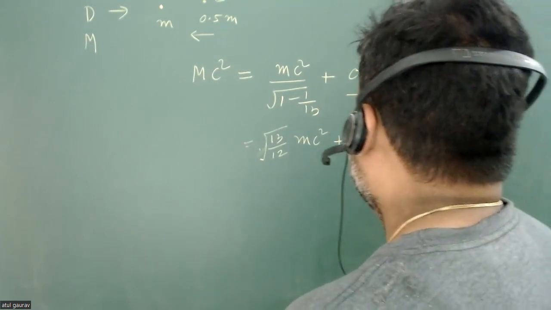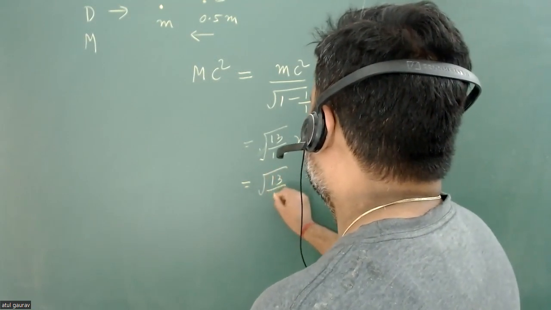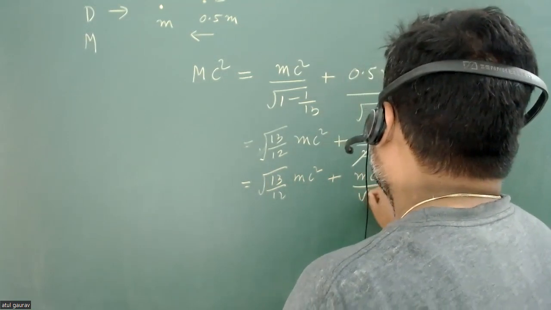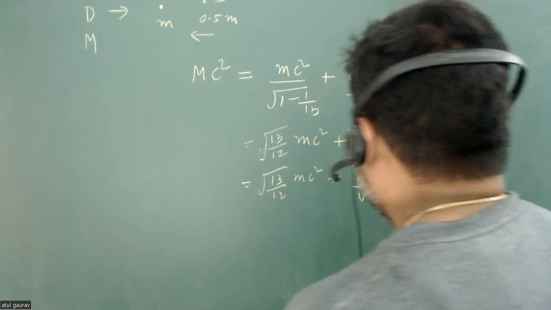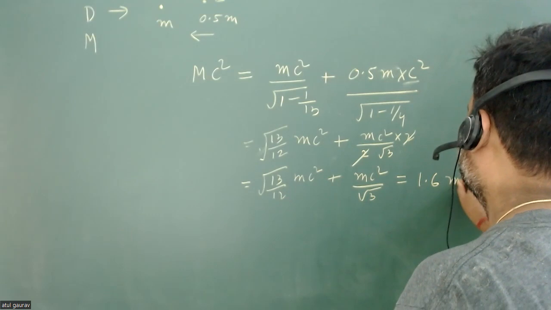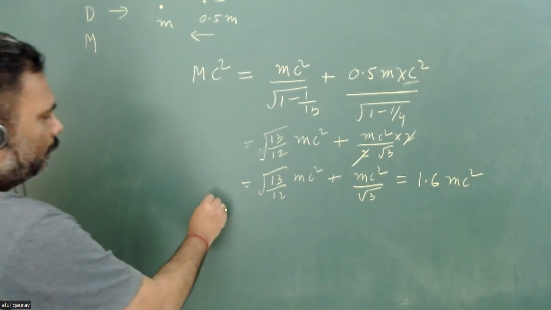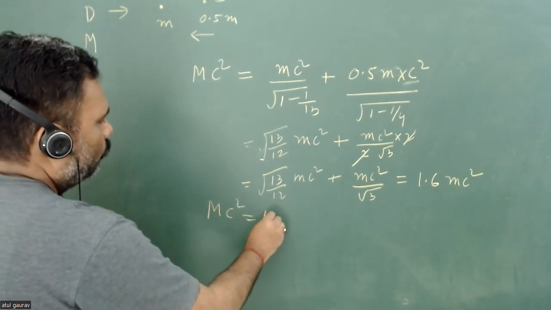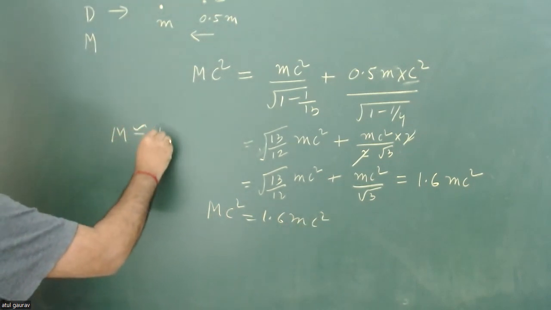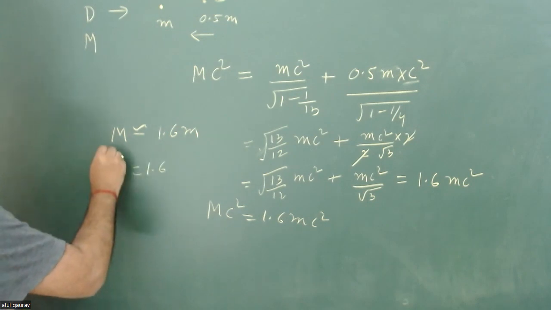So this value is equal to root 13 by 12 times mc square, plus mc square upon root 3. When we calculate this number, it comes to approximately 1.6 mc square. So Mc square is equal to 1.6 mc square, so M is approximately 1.6 m. So the value is 1.6.